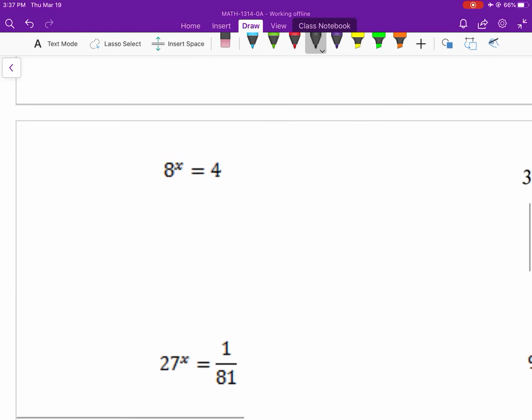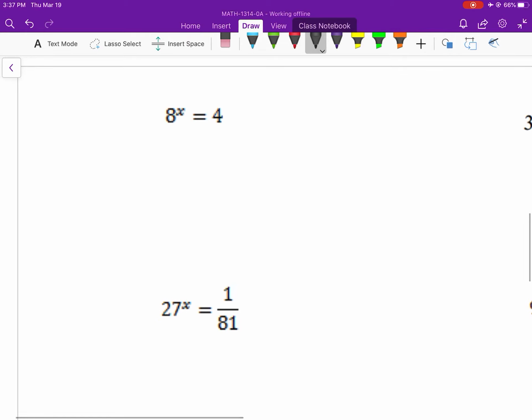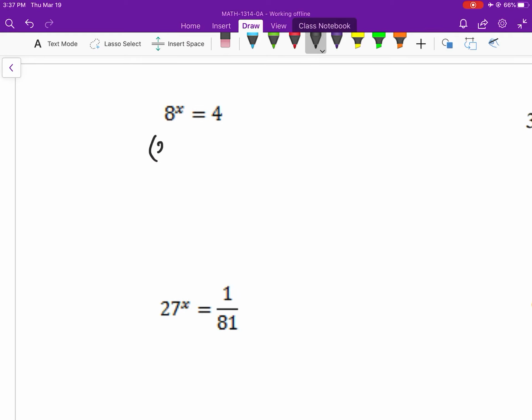Alright, so I'm going to move this down a little bit so we can get down to some of these problems, okay? Alright, so we have 8 to the x power equals 4. So what is a common base for 8 and 4? Well, we saw this just a little while ago. My common base would be 2. So how many 2's make 8? That would be 2 to the third power. Now don't forget to bring down that x equals 2 to the what power gives me 4?